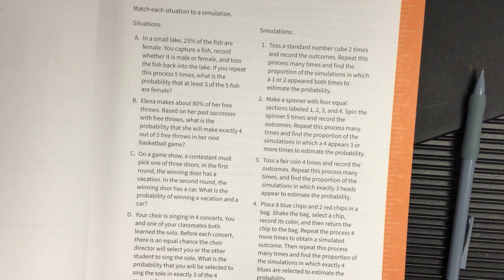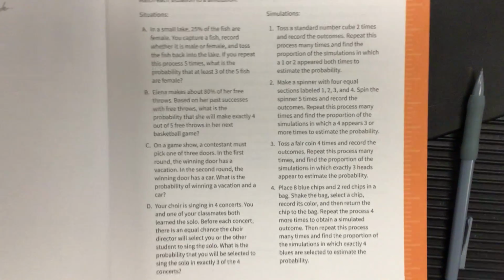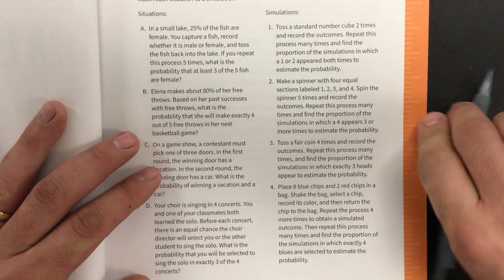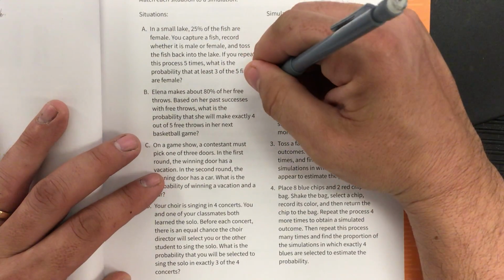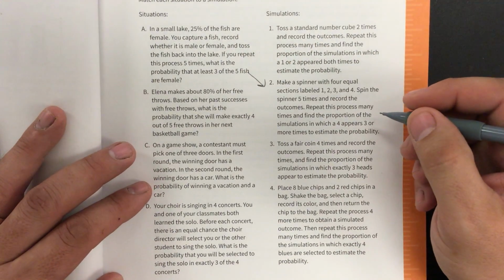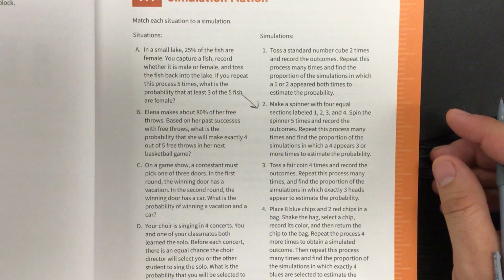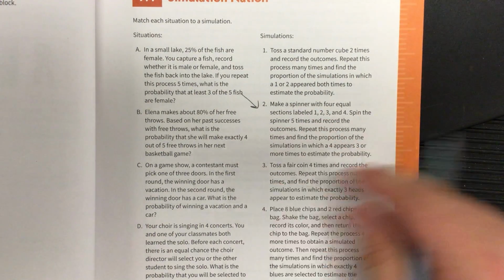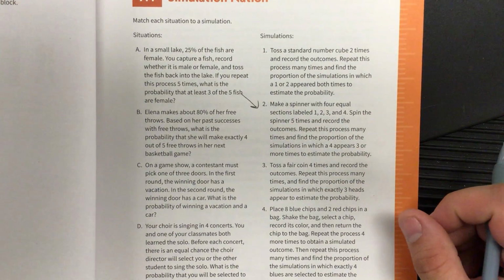Anybody need more time? All right, JT, give me one you got matched. We'll see if we agree. A to 2. A to 2. I agree. A and 2 go together. Okay, 25%, so a spinner with 1 out of 4 equal spots sounds like a really good idea.